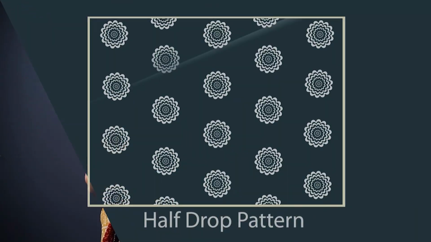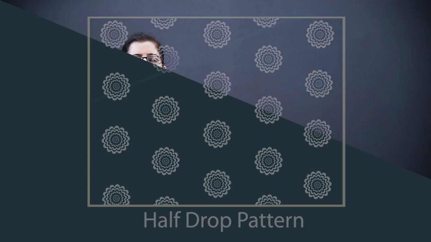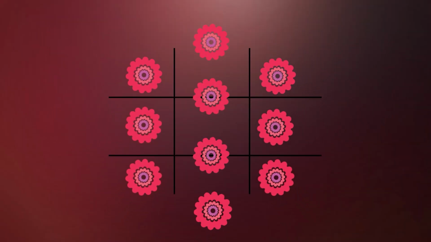Second is half drop pattern repeat. In this repeat pattern, the repeat motif is placed vertically in a column format, which is then offset by half in the next row vertical to it. It allows the design to look less formal due to its vertical dropping position in the grid.